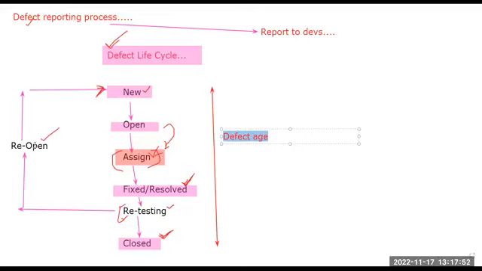Reopen is not just reassigning. First time we assigned it, but that time they made a mistake, and during the retesting time, again we are reopening it. We are assigning it back to the developer.